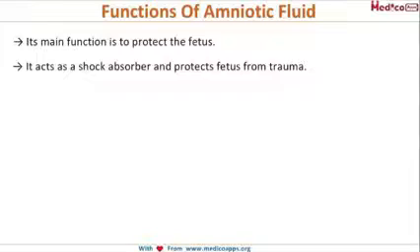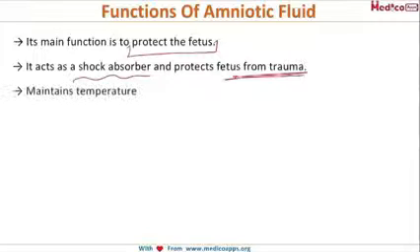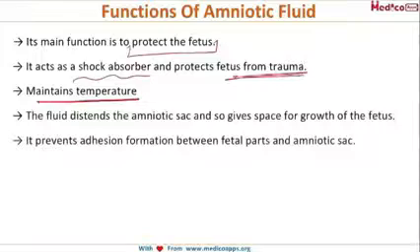Its function. Now this amniotic fluid is present in the amniotic cavity all around the fetus. So the main function of this amniotic fluid is to protect the fetus. It acts as a shock absorber and protects the fetus from any trauma. Secondly, since it is the immediate environment of the fetus, it helps in the maintenance of temperature around the fetus. And since this fluid distends the amniotic cavity, it gives sufficient space for the baby to grow and prevents adhesion between the fetal parts and the amniotic sac.